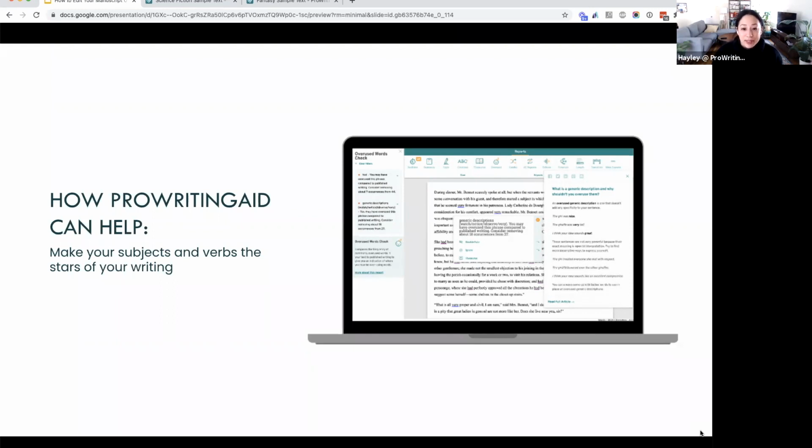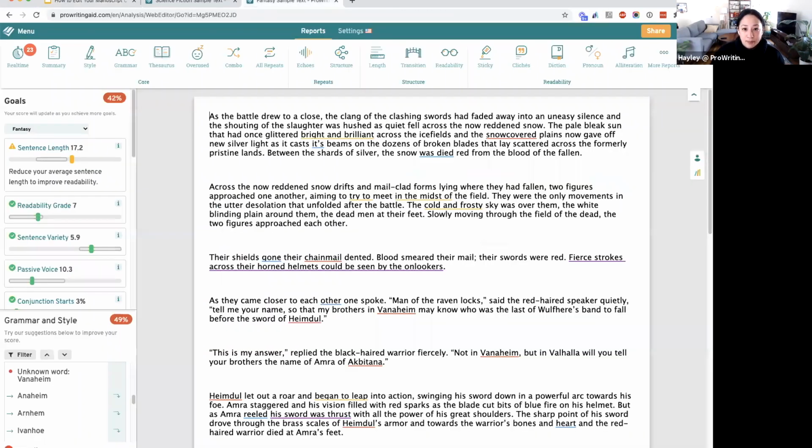Same thing with hidden verbs. Hidden verbs are technically grammatically correct. So it can be really challenging to find those in your writing. And that's where a software like ProWritingAid specifically comes in. So I'm going to be going back and forth between ProWritingAid the software and then back to our points in the presentation. But let's just take a look at ProWritingAid specifically.